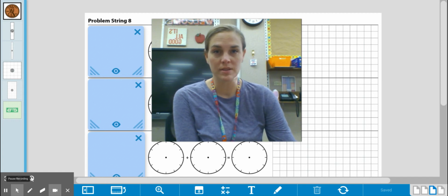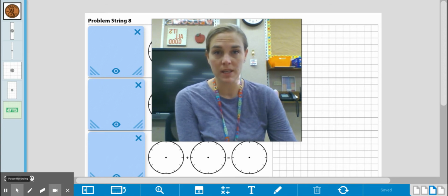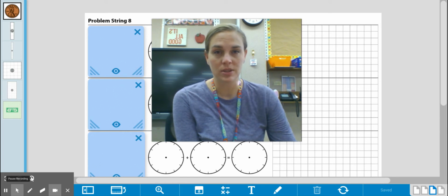All right, for Number Corner today, you need out your Number Corner book. We're going to be opening to the problem string workspace in the back. You are looking for page A8. So opening to page A8, adding today's date, and getting ready to go.